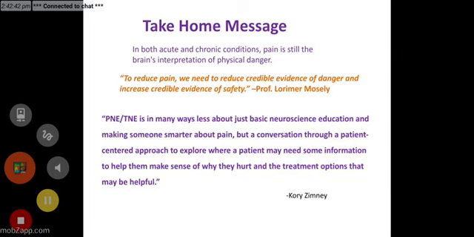Now, the take home message is that, as Professor Lorimer Moseley says, to reduce pain, we need to reduce credible evidence of danger and increase credible evidence of safety. If a patient knows that my therapist is very good and has the knowledge about how to decrease my pain, that increases confidence and can decrease pain. And PNE is in many ways less about basic neuroscience education and making someone smarter about pain, but a conversation through a patient-centered approach to explore where a patient may need some information to help them make sense of why they hurt and the treatment options that may be helpful, according to Cory Zimney.